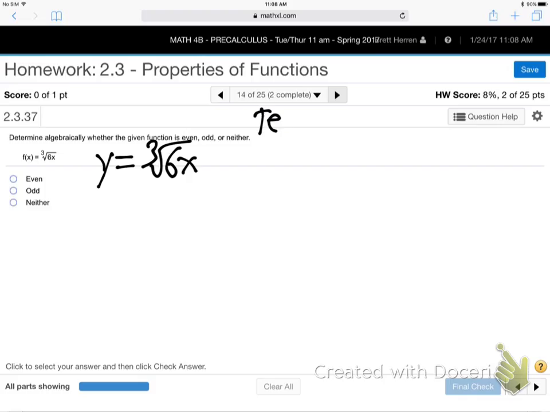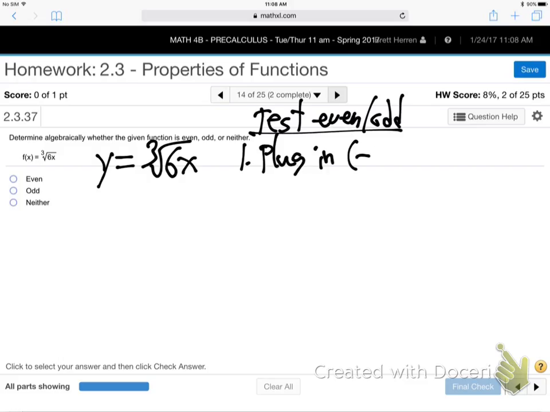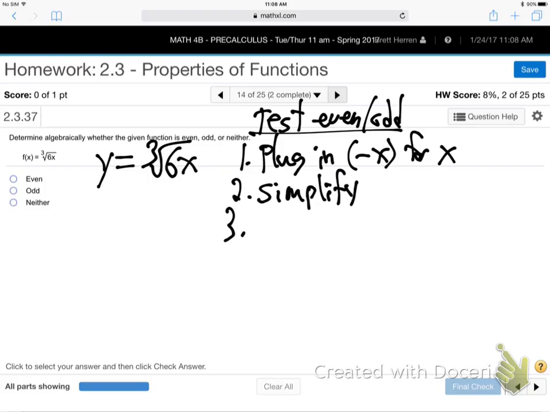So to test for even, odd, here's what you should do. Number one, plug in. It's basically what I said last time, but a little more organized here. So plug in negative x for x. Step 2, simplify. Step 3, compare to original. Compare what you've got now after simplifying to the original.